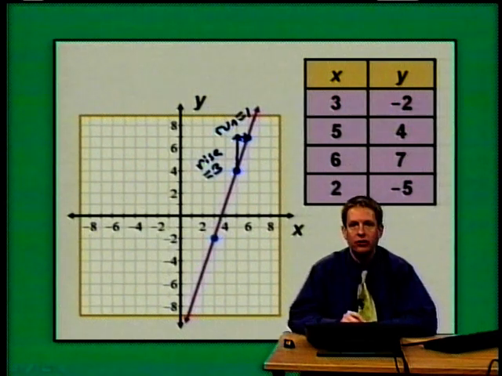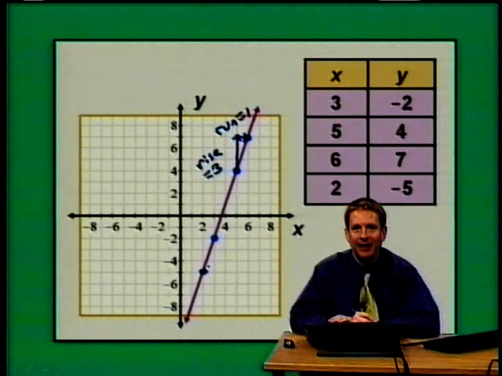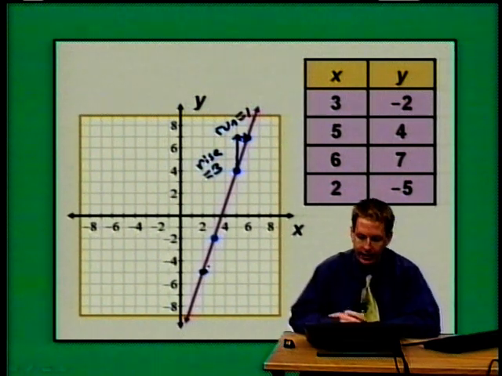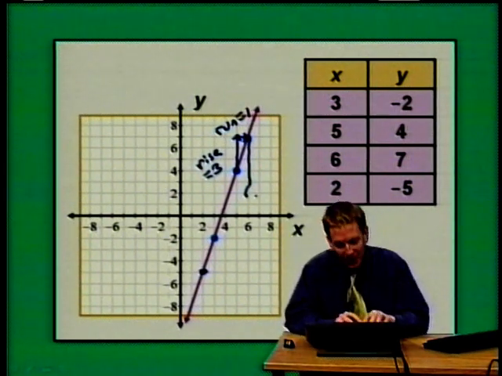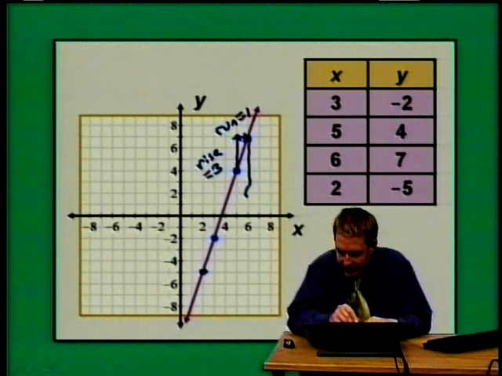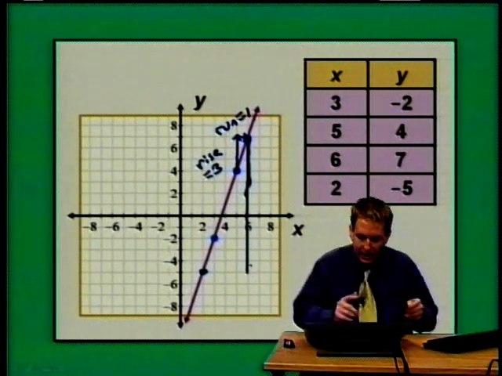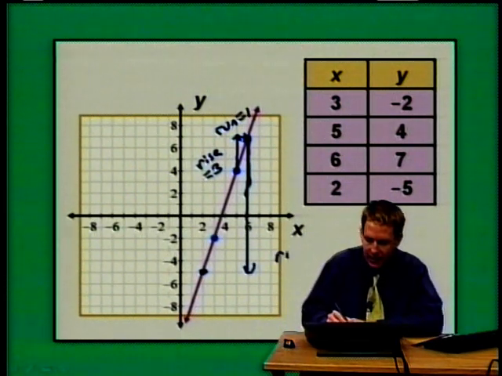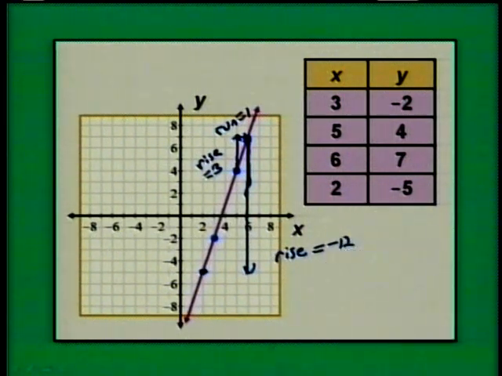How about the point 2, -5? 2, -5. That's on the line. How do we find that point? We started at the point 6, 7. I think we could use a ruler here. We started at the point 6, 7. We went down 12 units. That's a rise of negative 12. And then we went left 4 units. That's a run of negative 4.